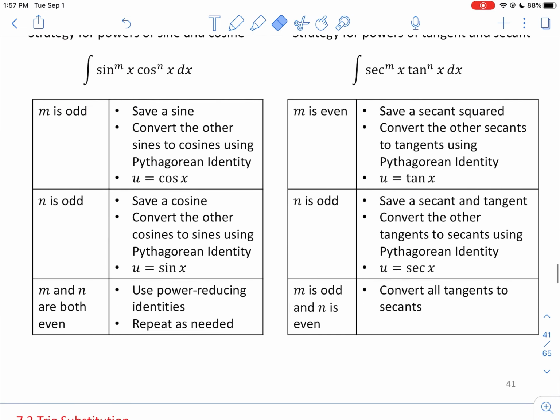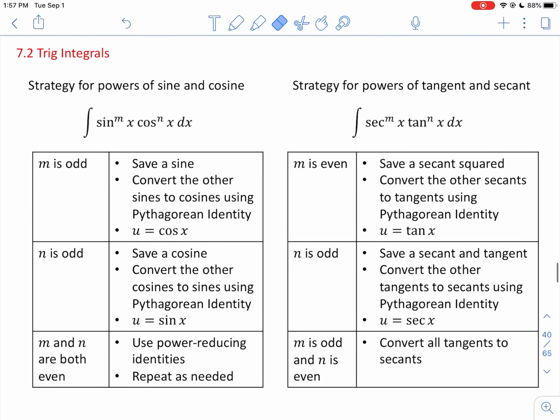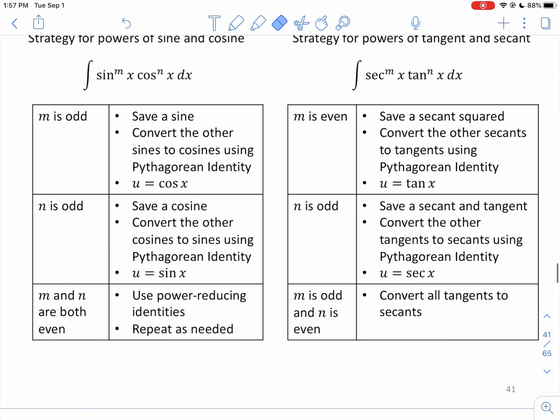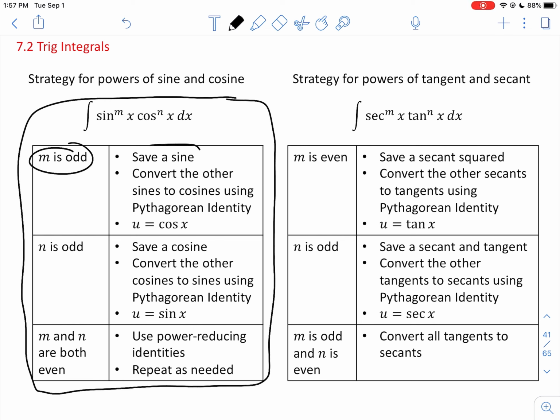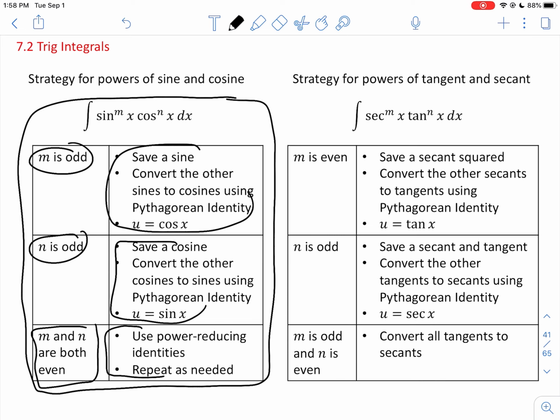But by the way, those sine cosine strategies are summarized in our last slide for the lecture in this table. Right? If m is odd, then you can follow these steps. If n is odd, you can follow these steps. If they're both odd, then you can do either approach. But if they're both even, then you just want to do the power reducing identities, repeat as needed.